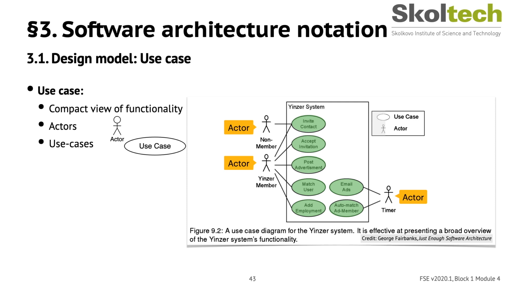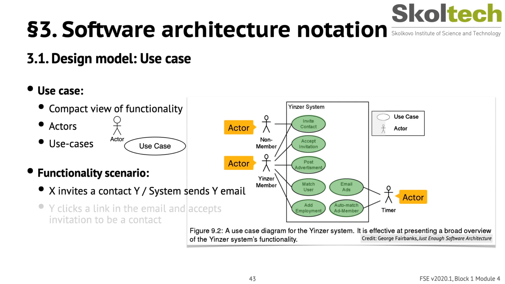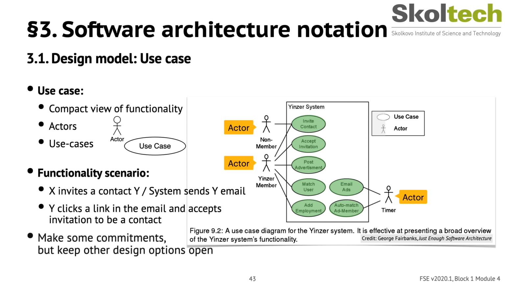Use case diagrams show what the system can do, but they do not impose any constraints or give only a little detail. To add details, functionality scenarios are commonly used to elaborate on what's going on. When, for example, the user clicks invite contact, the system is going to send an email to that contact and so on. The use case diagram allows us to make some commitments, but keep other design options open.